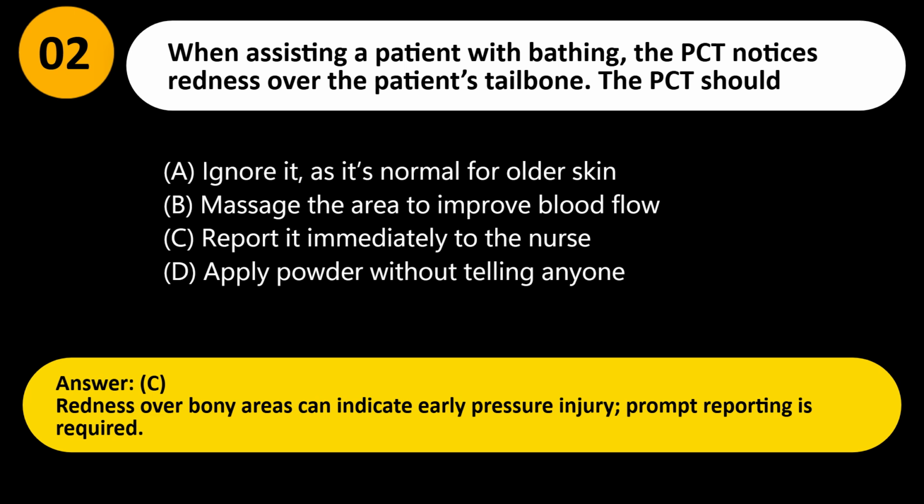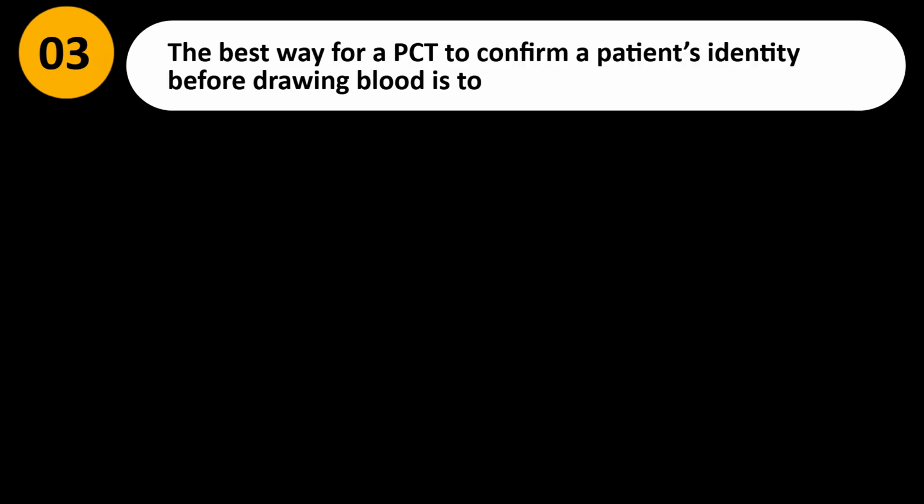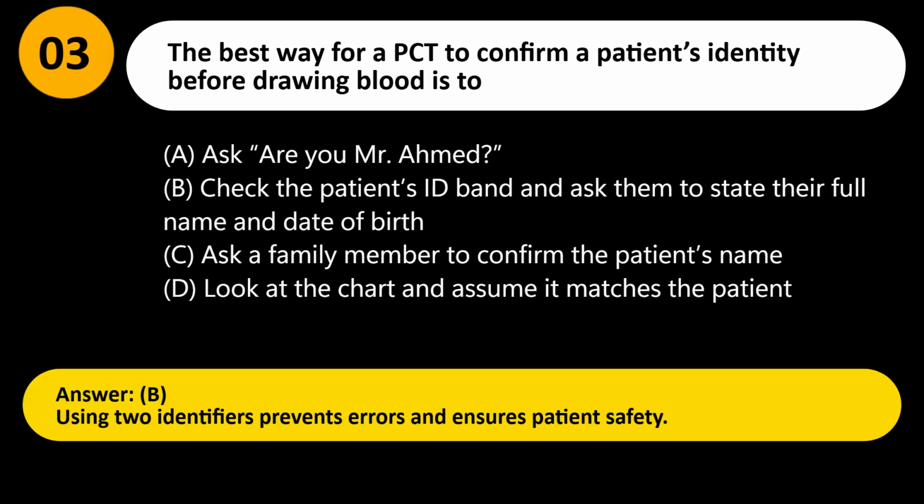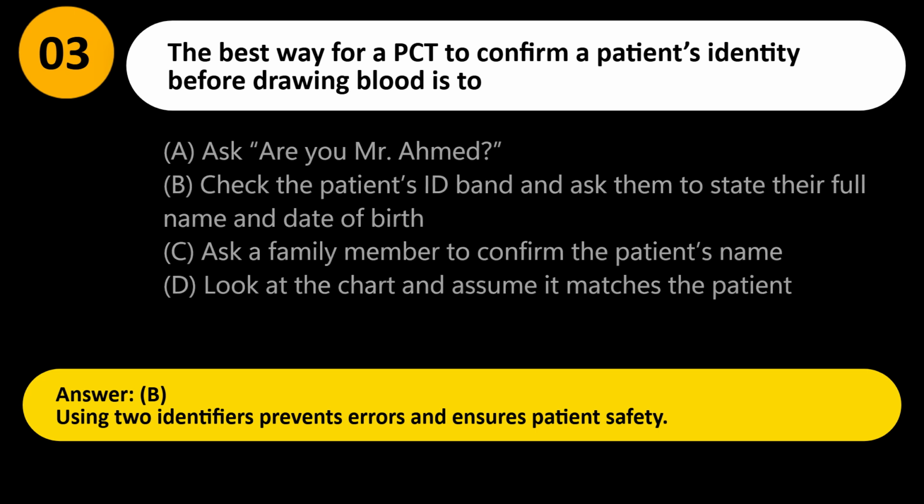Prompt reporting is required. The best way for a PCT to confirm a patient's identity before drawing blood is to: A. Ask, "Are you Mr. Ahmed?" B. Check the patient's ID band and ask them to state their full name and date of birth. C. Ask a family member to confirm the patient's name. D. Look at the chart and assume it matches the patient. Answer: B. Using two identifiers prevents errors and ensures patient safety.